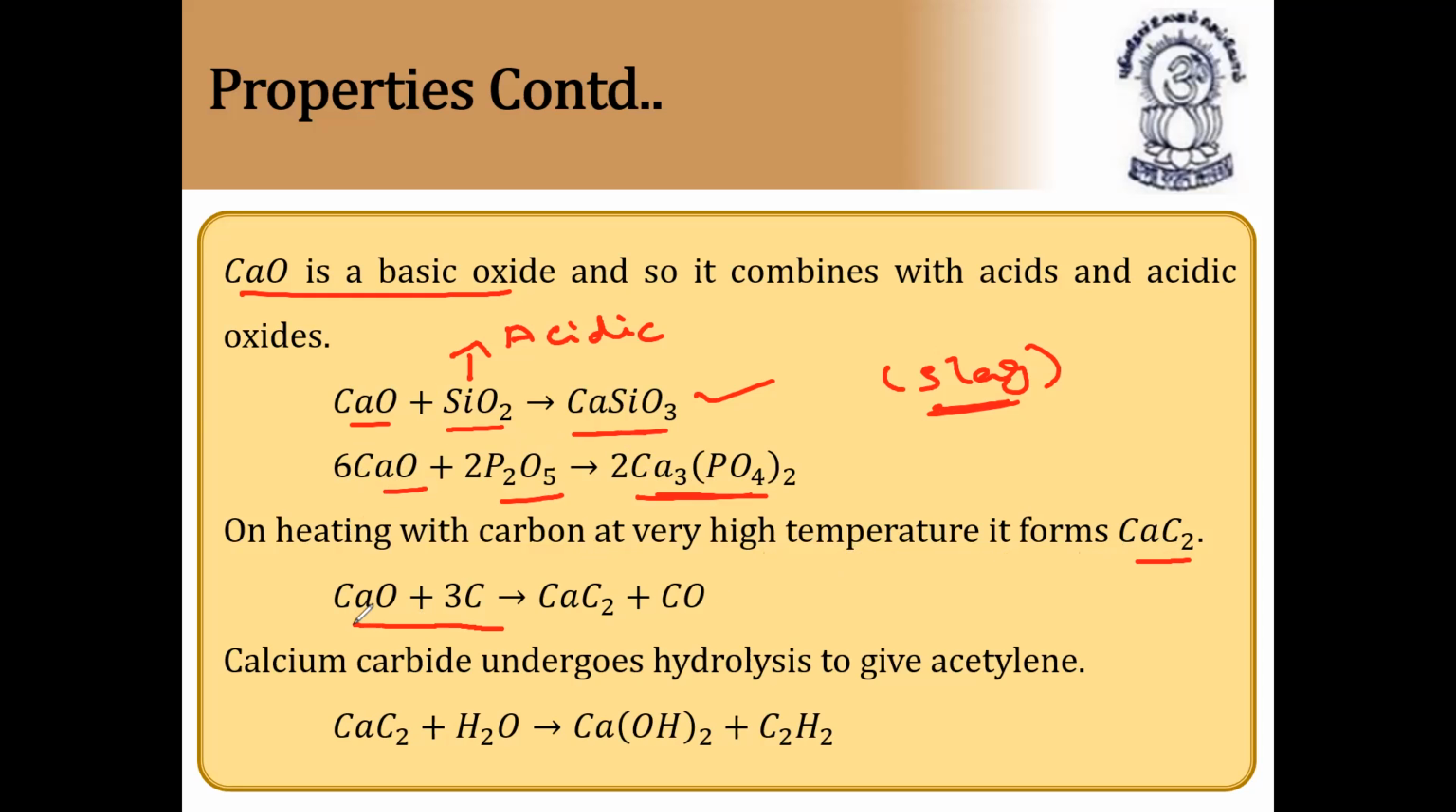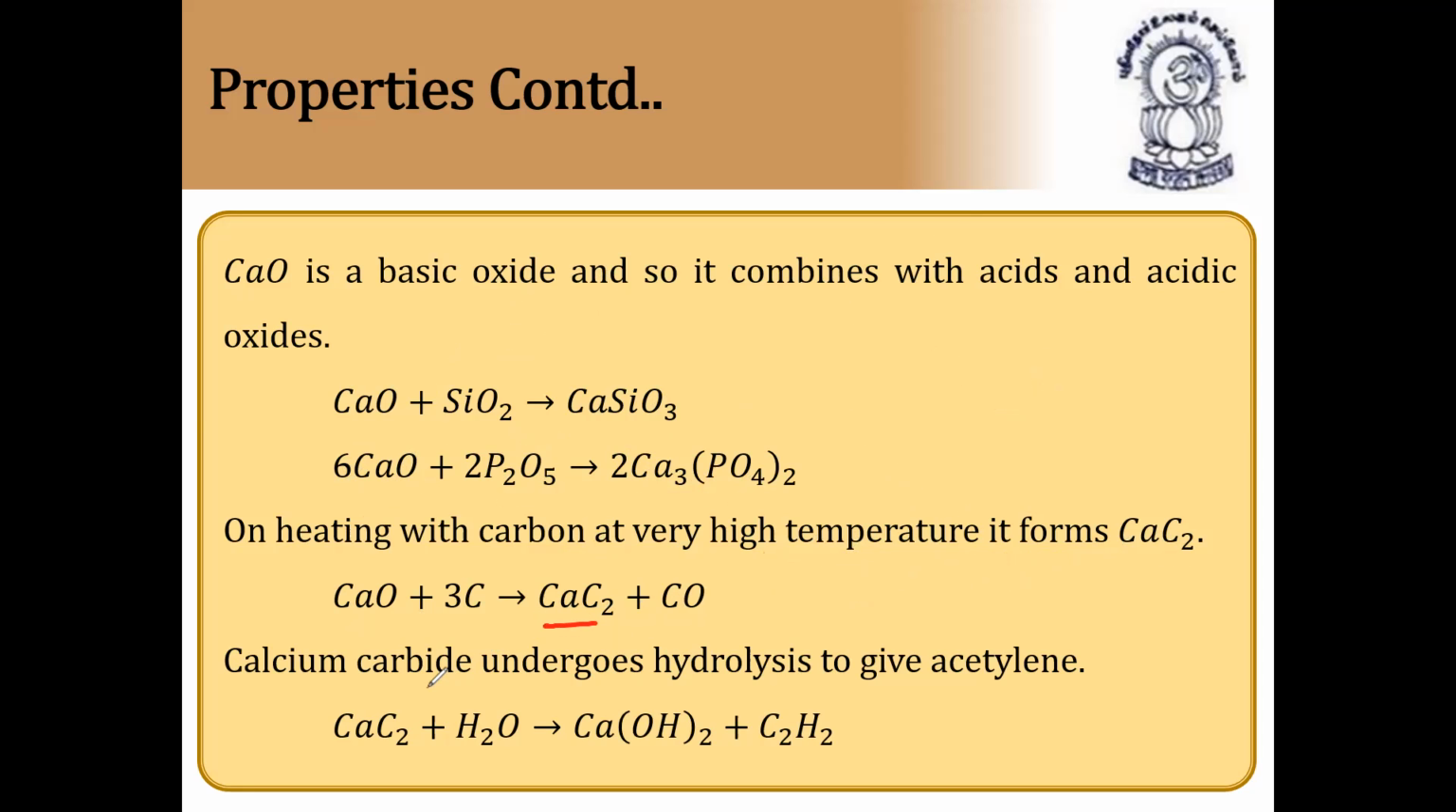Very important, this calcium carbide, in which carbon and calcium are related with C triple bond C. This calcium carbide undergoes hydrolysis to form acetylene. Acetylene is an organic compound, also called ethyne. So a very important compound you get from calcium. Calcium carbide on hydrolysis forms calcium hydroxide plus acetylene.